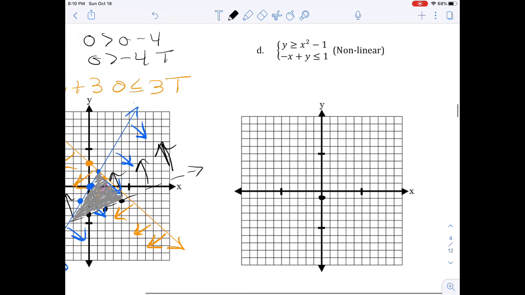And we're going to get a little more definition to that. So let's plug in 1 for x, and you get 0. Plug in -1, you get 0. Plug in 2, you get 3. -2, you get 3. This is going to be a solid because it's y greater than or equal to.